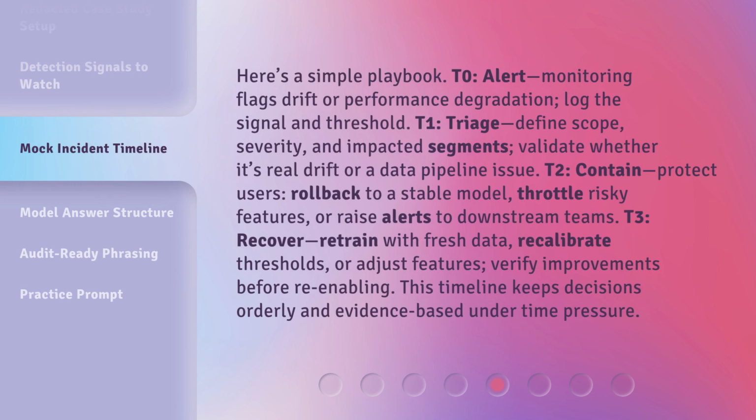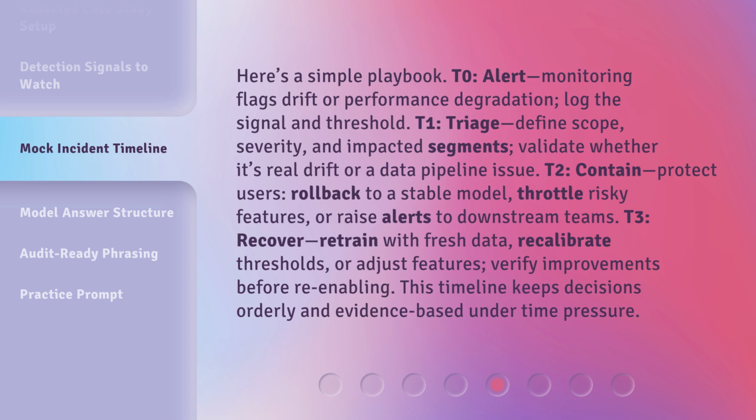Here is a simple playbook. T0. Alert. Monitoring flags drift or performance degradation. Log the signal and threshold. T1. Triage. Define scope, severity, and impacted segments. Validate whether it's real drift or a data pipeline issue.